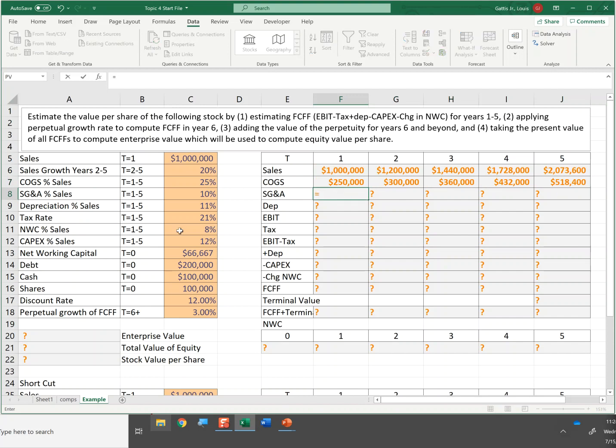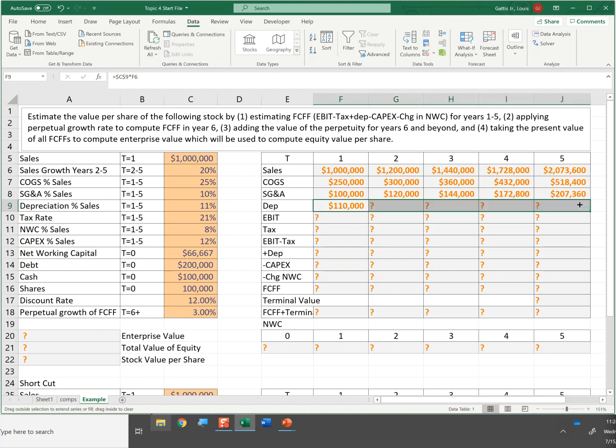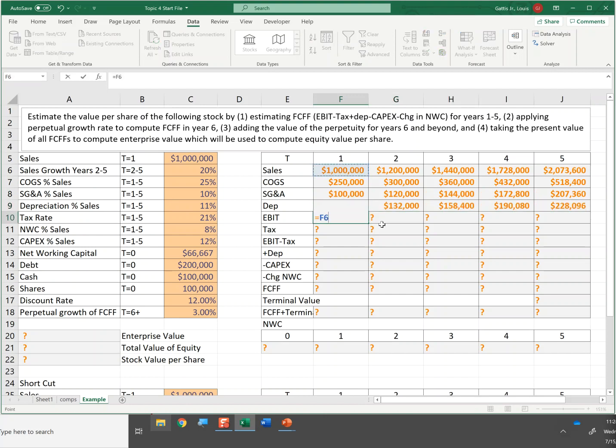SG&A is assumed to be 10% of sales. Depreciation as a percentage of sales is 11%, and I'm going to anchor that times sales. So now I can get my EBIT: sales minus cost of goods sold minus SG&A minus depreciation.